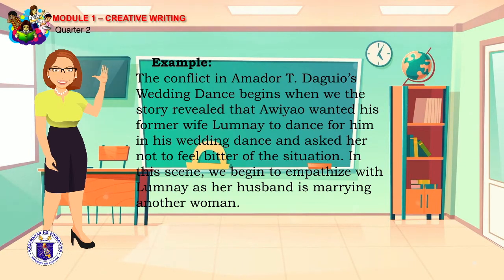The conflict in Amador Tidagio's Wedding Dance begins when the story reveals that Awiyao wanted his former wife Lumnay to dance for him at his wedding dance and asked her not to feel bitter about the situation. In this scene, we begin to empathize with Lumnay as her husband is marrying another woman.